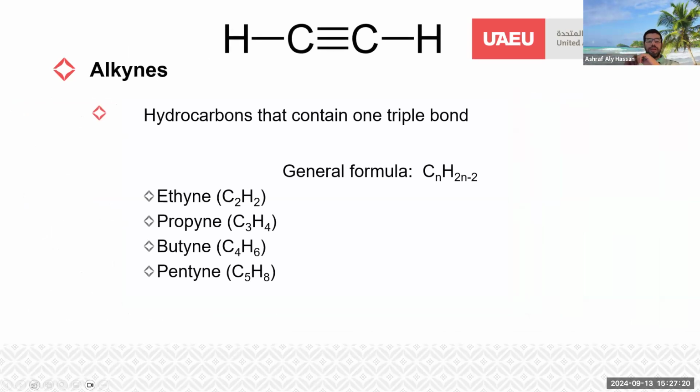The third one is alkyne. So alkane will have 1 bond, alkenes will have 2 bonds, the alkynes will have 3 bonds. So that leaves for the carbon only 1 more bond for hydrogen. The general formula for alkynes is CnH2n-2. And the alkynes cannot start with 1 carbon because if you have only one carbon, you cannot have one hydrogen present. So the smallest alkyne is ethyne, which is C2H2, propyne, C3H4, butyne, C4H6, pentyne, C5H8.